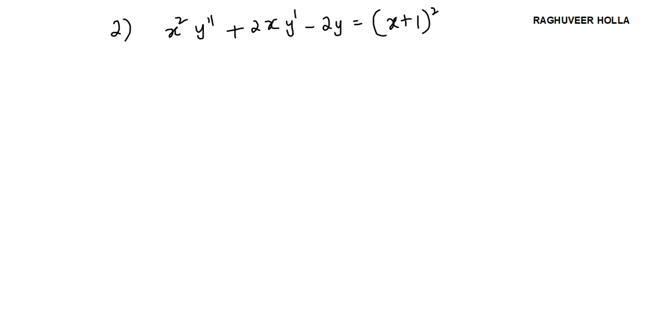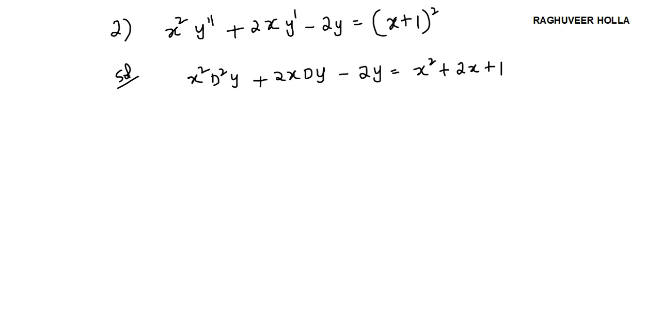Now again the same process which we have done in the previous problem. So this is x square d square into y plus 2x d into y minus 2 into y. This I can write as x square, let us expand this, x square plus 2x plus 1.